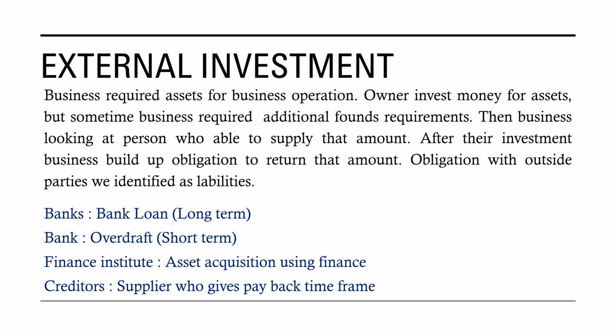There are a few examples. A bank supplies a loan facility, a financial institute supports asset acquisitions, a supplier gives a time frame for payments. Overdraft means the bank current account consists of a minus amount.